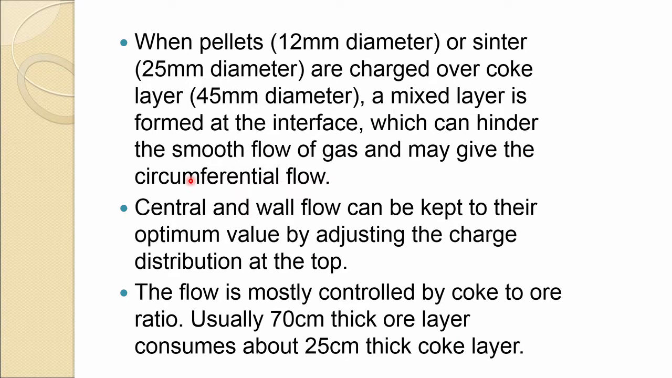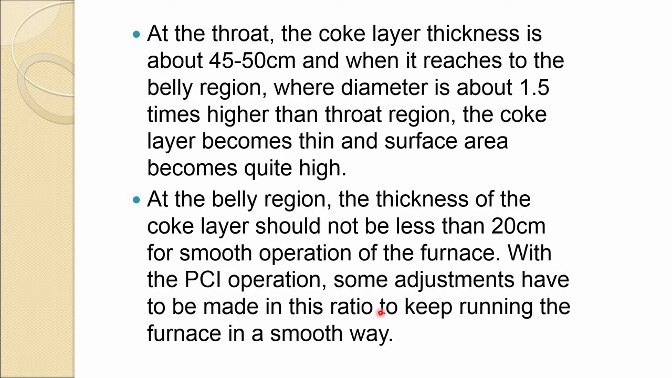circumferential flow in that. So, central and valley flow can be kept to their optimum value by adjusting the charge distribution at the top. The flow is mostly controlled by the coke to ore ratio. So, usually a 70 centimeter thick ore layer consumes about a 25 centimeter thick coke layer. So, you can then imagine the resistance offered by the ore layer.